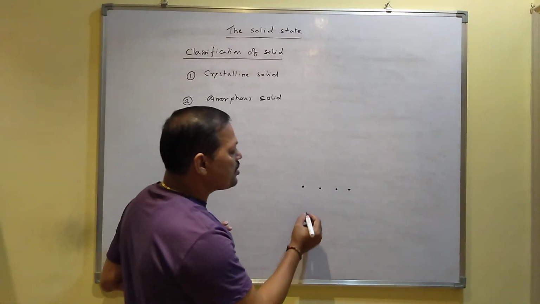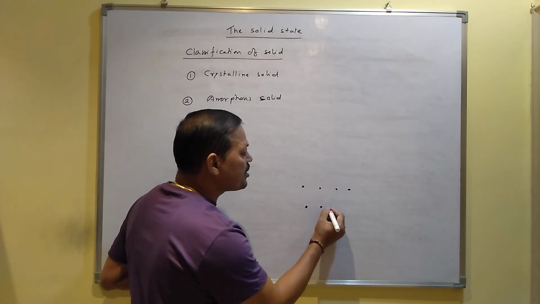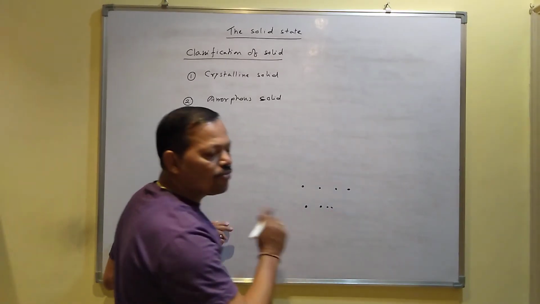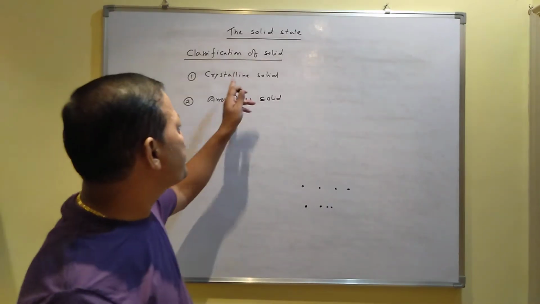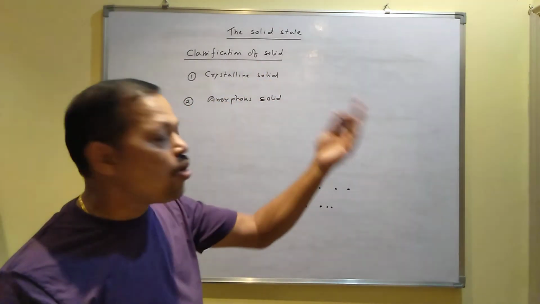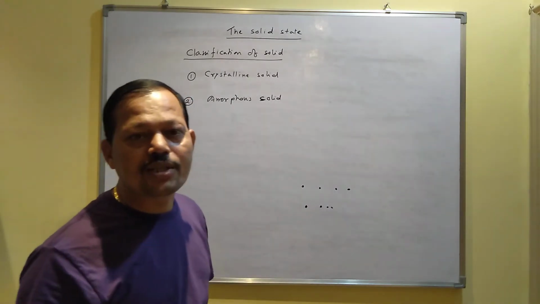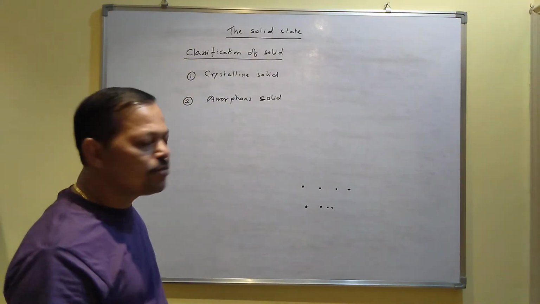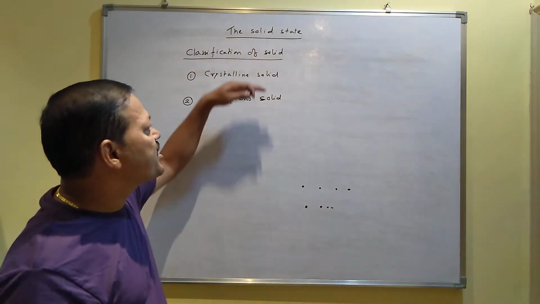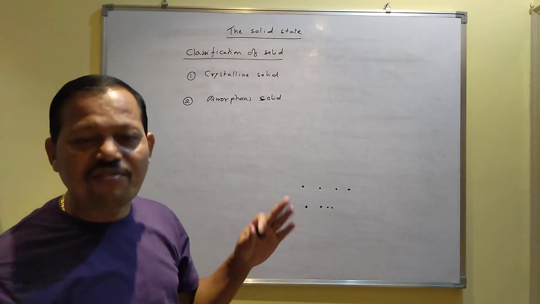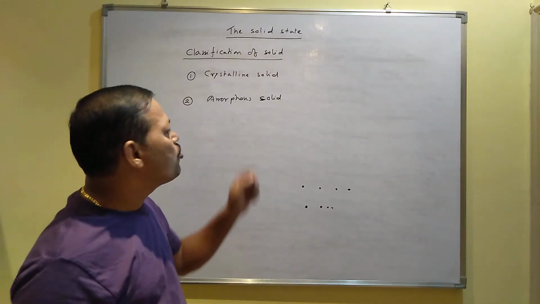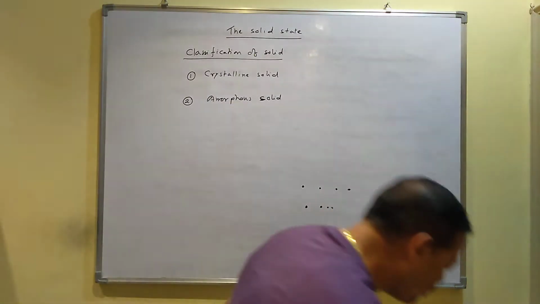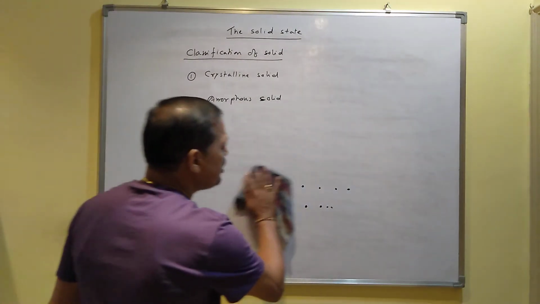But in the case of amorphous solids, they possess short range order like this. If one particle is at this distance, another particle may be like this. So they do not follow the order. That is why a crystalline solid possesses long range order, but an amorphous solid possesses short range order. That is one point of difference. Another point of difference: a crystalline solid possesses a definite regular shape, but an amorphous solid does not possess any definite regular shape. So these are the differences.